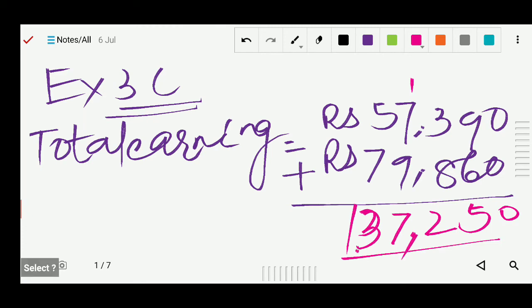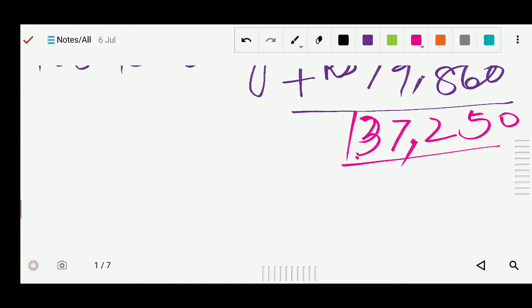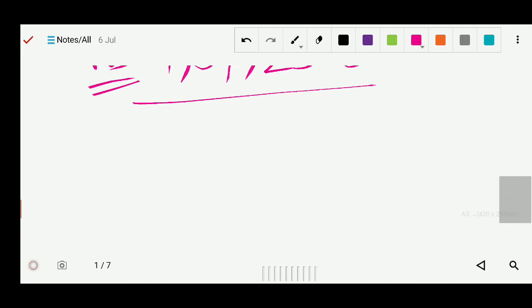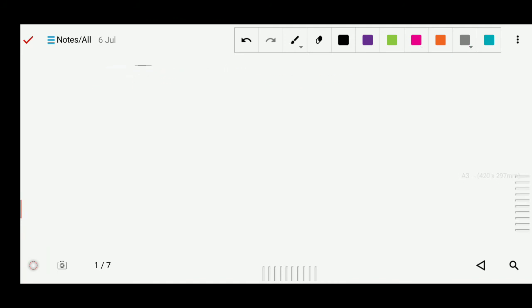So what is the answer? He is earning in both years together 1,37,250. This is the earning of Mr. Sharma. Got it? This is your answer. Next question we will solve. Question number 5 we will solve from the same exercise 3C.